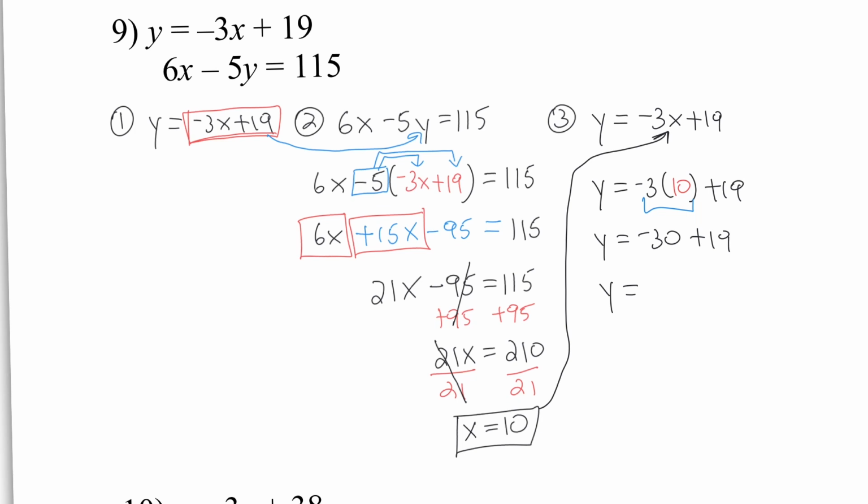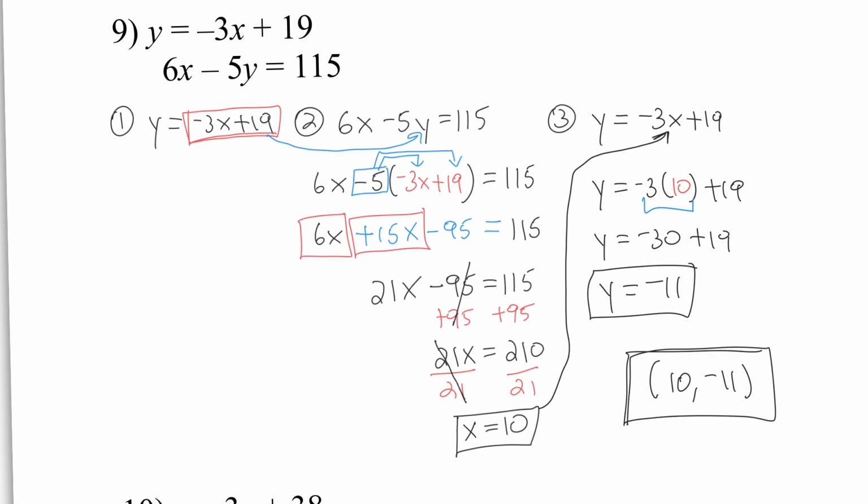And last step, you simplify. -30 plus 19. That's going to be -11. So we got the value of y. x is 10 and the y is -11. So make sure you put that in parentheses. Ordered pair. x goes first, the 10, and the -11 goes next. So my answer is (10, -11).